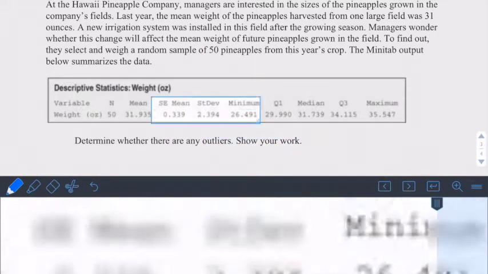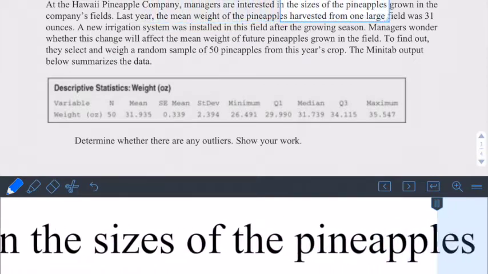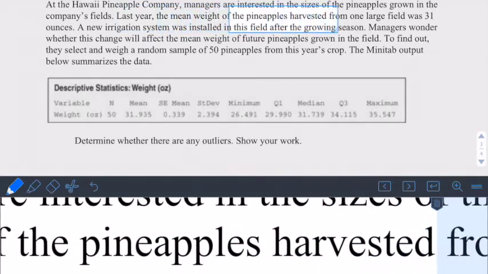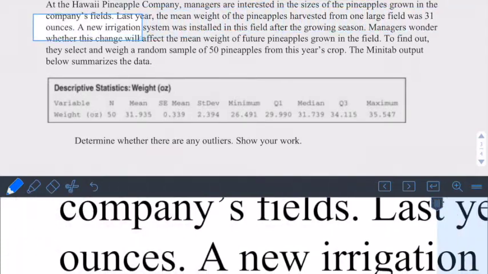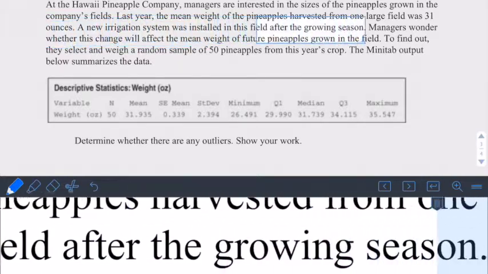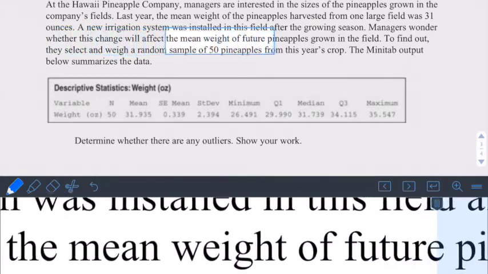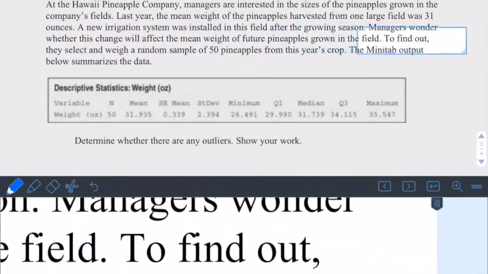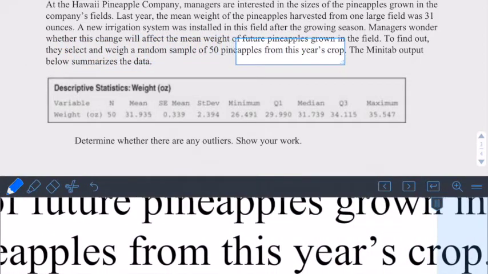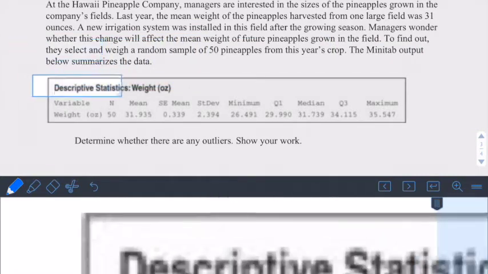So here's another one. At the Hawaii Pineapple Company, managers are interested in the sizes of pineapples grown in the company's fields. Last year, the mean weight of the pineapples harvested from one large field was 31 ounces. A new irrigation system was installed in this field after the growing season. Managers wonder whether this change will affect the mean weight of future pineapples grown in the field. To find out, they select and weigh a random sample of 50 pineapples from this year's crop. The Minitab output below summarizes the data.